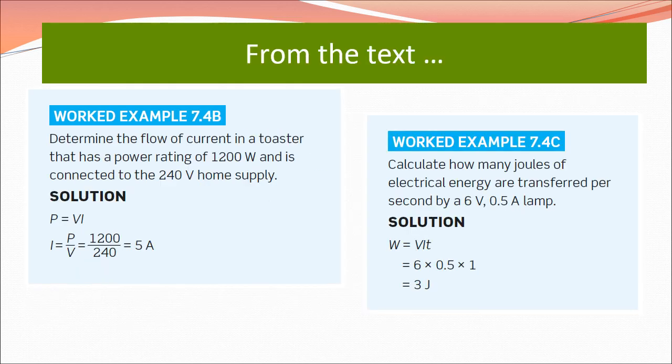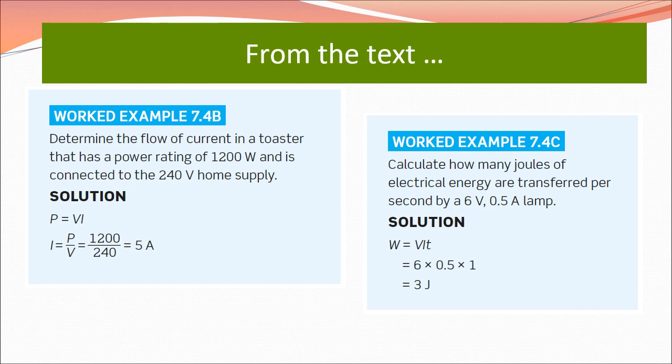Next example, 7.4b. Determine how much current is flowing into a toaster that has a rating of 1200 watts and is connected to a 240 volt power supply. So this one, we're just rearranging our power formula. If our toaster is going to draw 1200 watts of power, it's using a 240 volt power supply. That means it's going to be drawing 5 amps of current out of your home circuit.